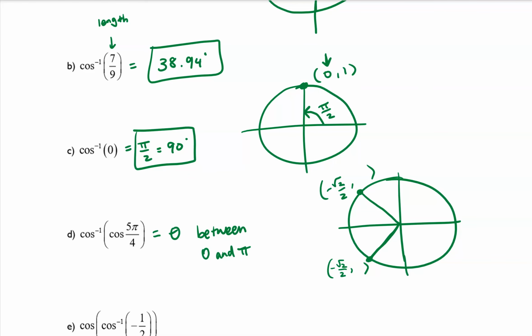And the angle that's going to accomplish this for us is, if we reflect that over the x-axis, then this is going to be 3 pi over 4. So this is going to equal 3 pi over 4.